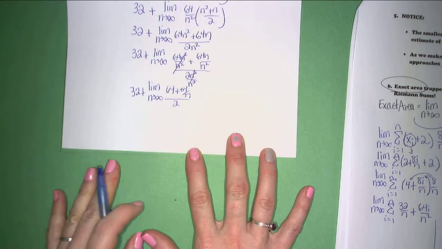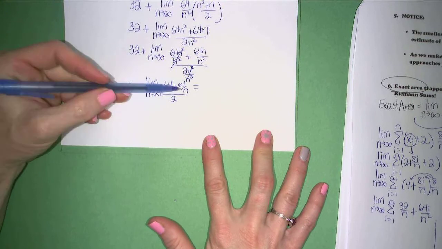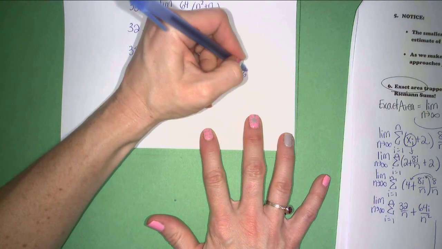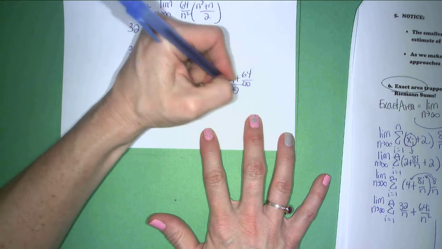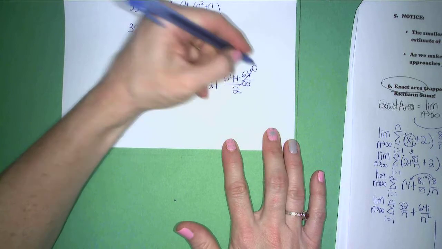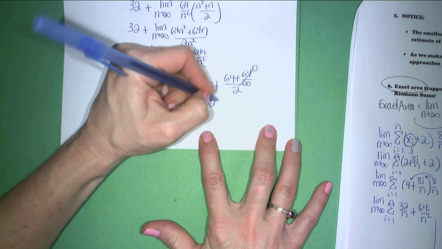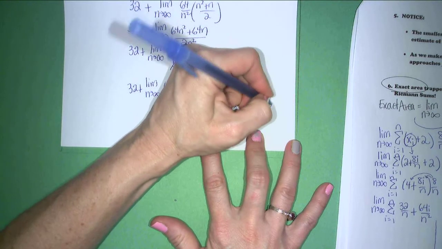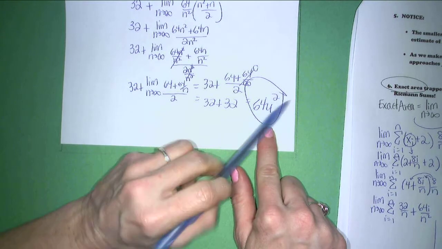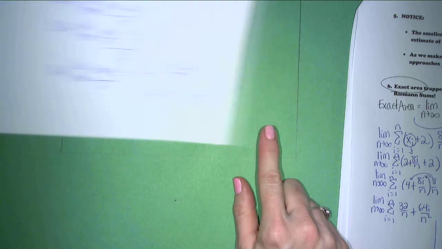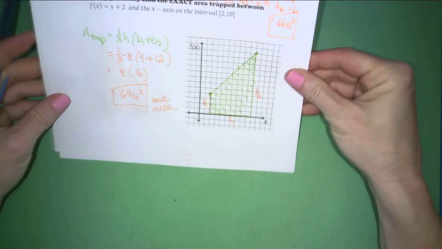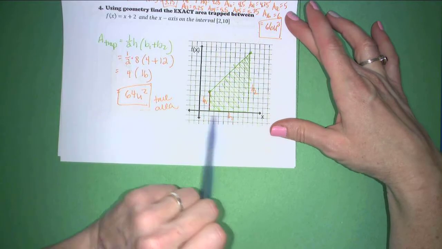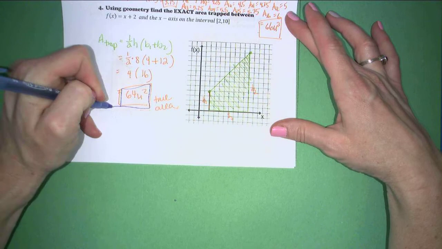Now, when I plug my infinity back in, I get 32 plus 64 plus 64 over infinity all over 2. This guy right here is going to go to 0. So I've got 32 plus 64 divided by 2, which is 32, giving me a final exact area of 64 units squared. Now if I go backwards here, if you remember the other day in one of the other videos, we found the area trapped between the linear function and the x-axis to be right here, 64, using area of a trapezoid geometry.